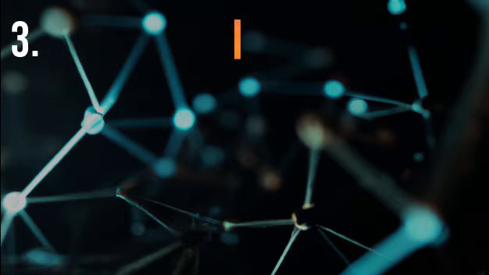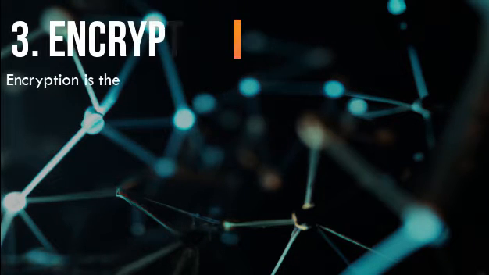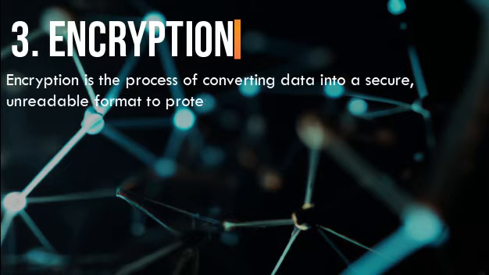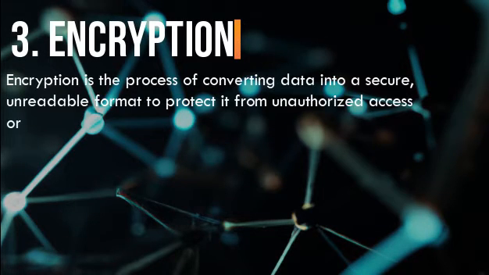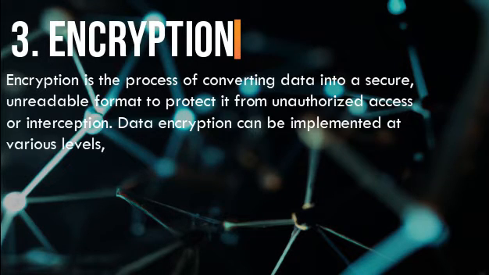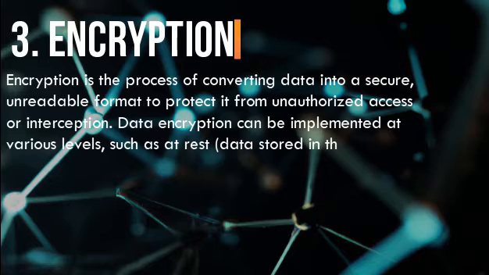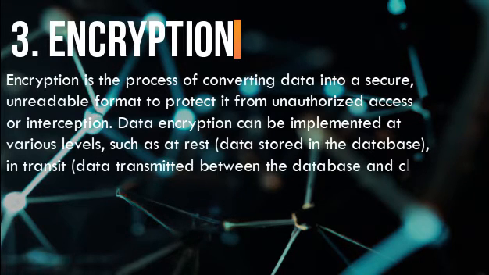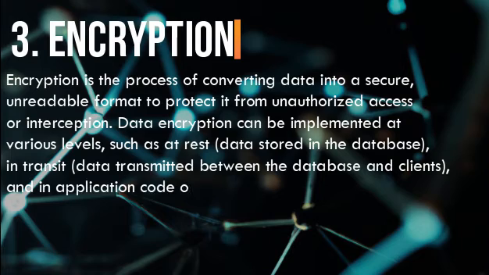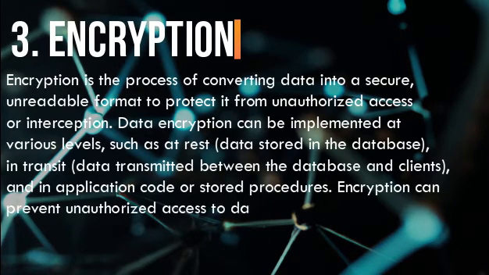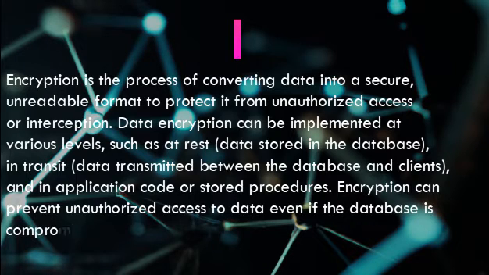3. Encryption. Encryption is the process of converting data into a secure, unreadable format to protect it from unauthorized access or interception. Data encryption can be implemented at various levels, such as at rest, data stored in the database, in transit, data transmitted between the database and clients, and in application code or stored procedures. Encryption can prevent unauthorized access to data even if the database is compromised.